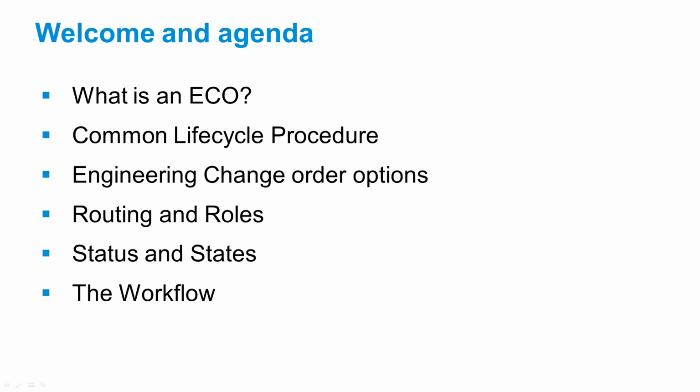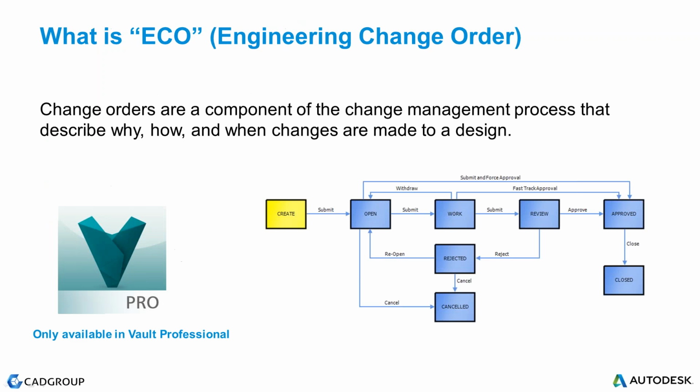I'll then go through the ECO options about what routing to have, the naming schemes, restrictions and setups. We'll talk a little bit about the routing and the roles of the ECOs, the status and the states of the ECOs, and then I will go into a workflow. So I will take a file from start to finish all the way through a particular workflow. It should go on for about half an hour, and then if you've got any questions at the end, obviously please ask.